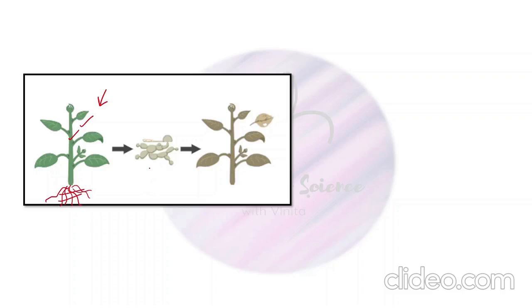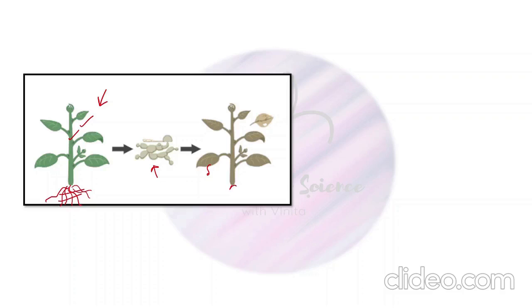These microbes generally undergo colonization and lead to symptom development. For example, wilting, damping. There are several symptoms which are associated with plant disease, and every microbe gives a specific type of symptoms.